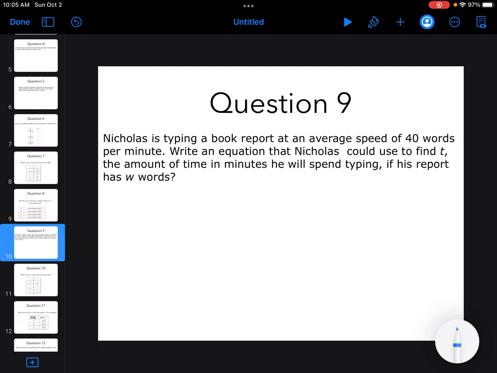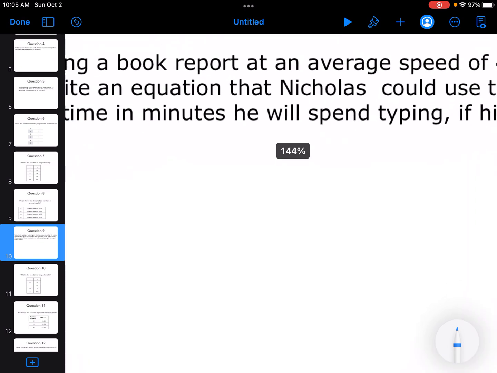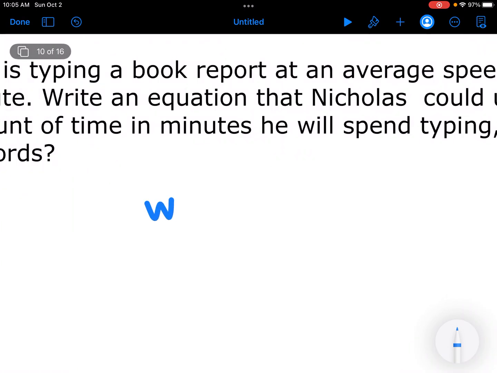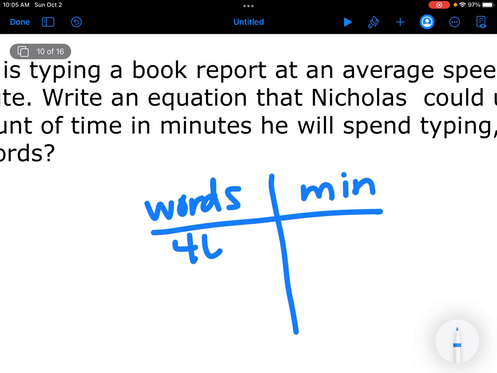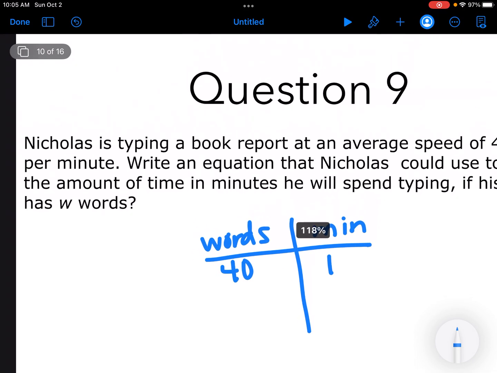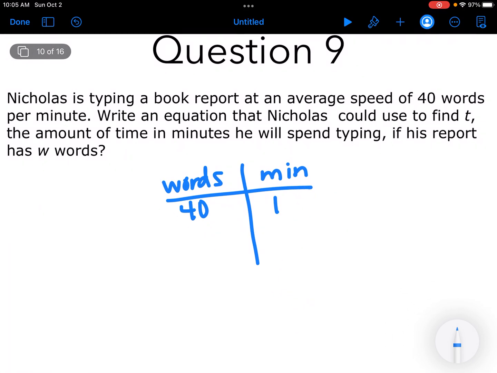Okay, Nicholas is typing a book report at an average speed of 40 words per minute. So I'm going to set up my table, words and minute. I know he can do 40 words in 1 minute. They want to know, write an equation that could be used to find T, the amount of time he spent typing if the report has W words.